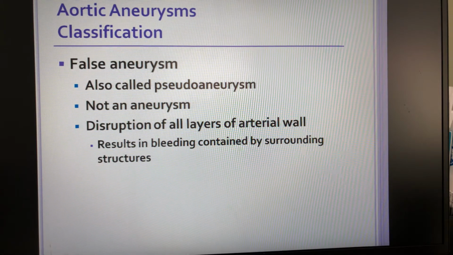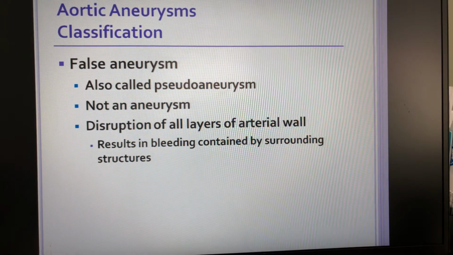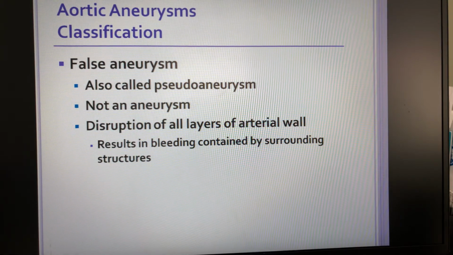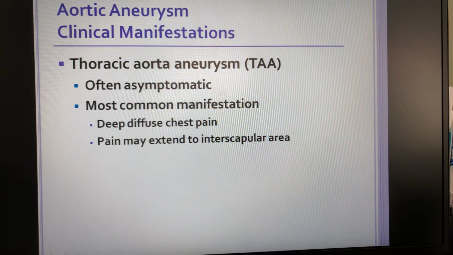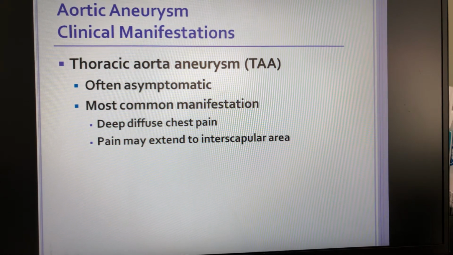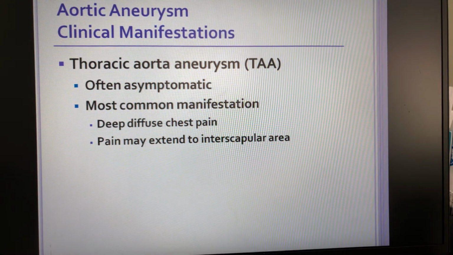And they also may result from arterial leakage after removal of a cannula, like the lower extremity arterial catheter or the intra-aortic balloon pump device. Thoracic aortic aneurysm, TAA, is often asymptomatic. The most common manifestation of a TAA is deep, diffuse chest pain, and the pain may extend into the interscapular area.